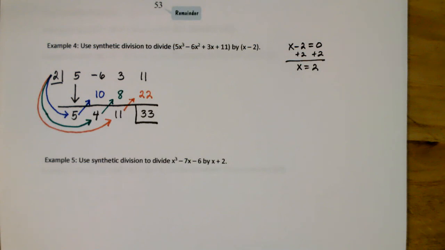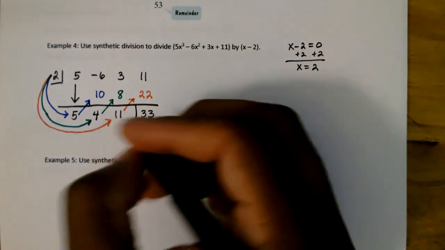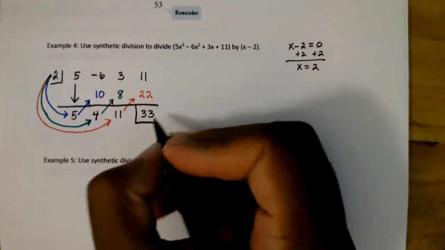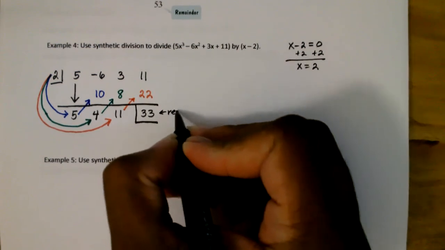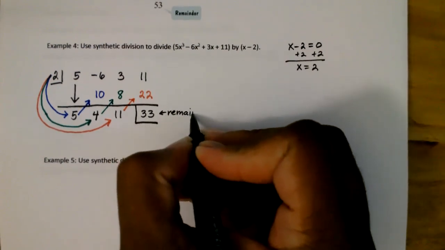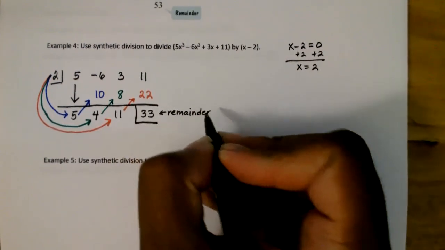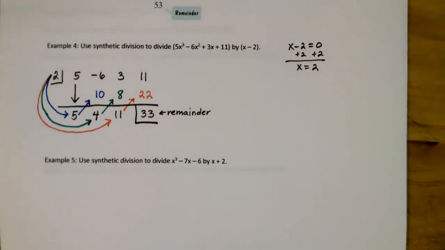So now, that 33, which is the number inside that box, that is the remainder. So the last number in the last row is always your remainder. The 5, the 4, and the 11 will be your quotient.